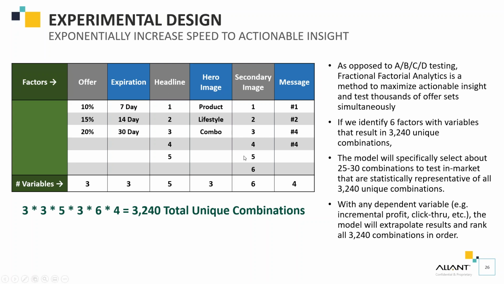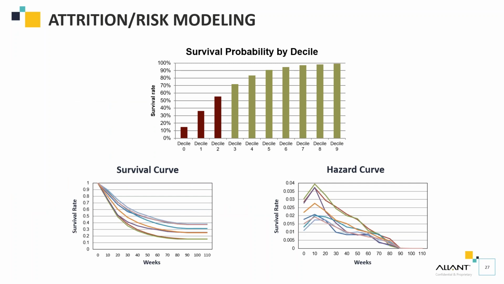So if you have this set of factors that might go into a communication, and there are 3 variations here for offer, 3, 5, 3, 6, 4, right? If you multiply all that, every single combination with these factors equals 3,240 combinations. So it's impossible to test all those combinations. What the model will do is select 25 to 30 combinations of these factors that are really representative of the whole. And based on the results of those 25 to 30, you can extrapolate and rank in order all 3,240 combinations.